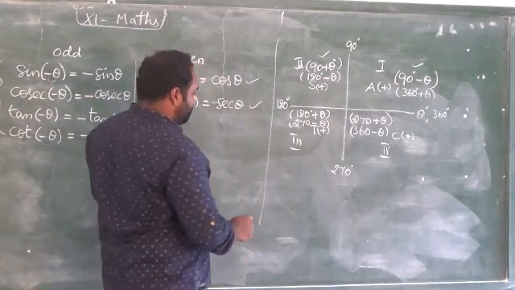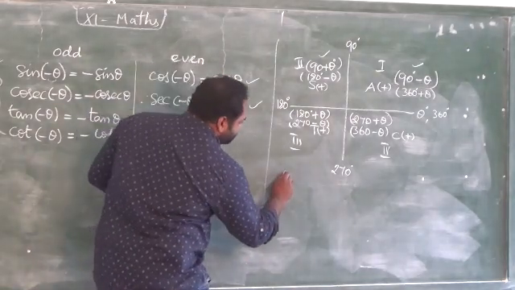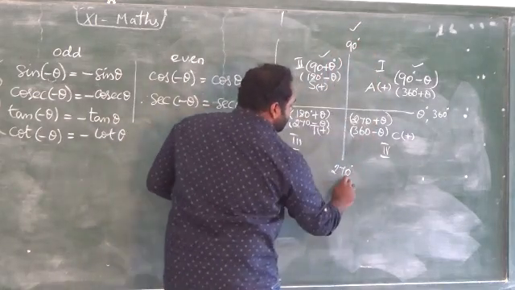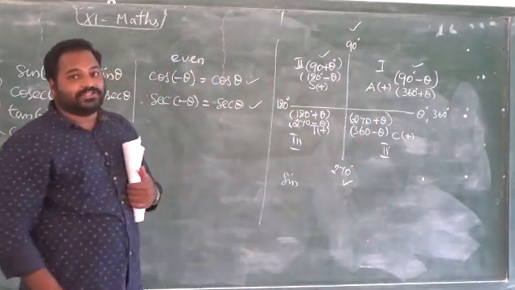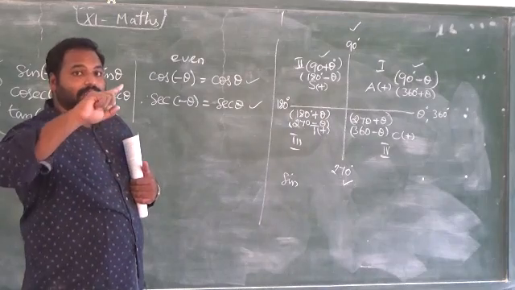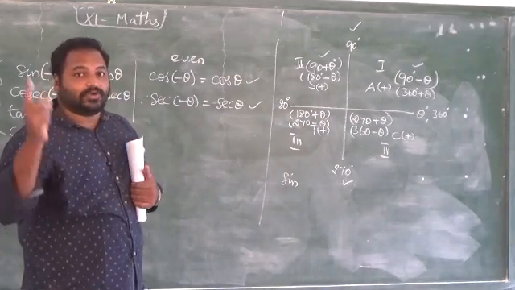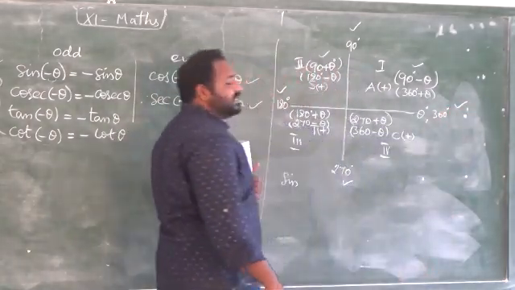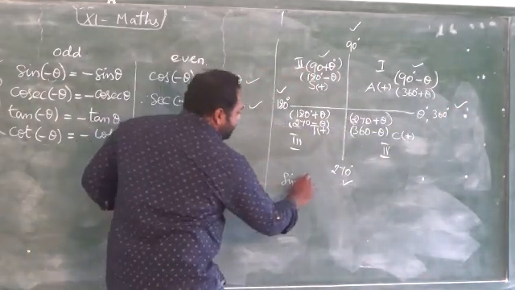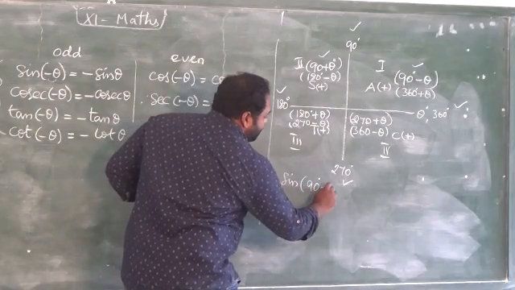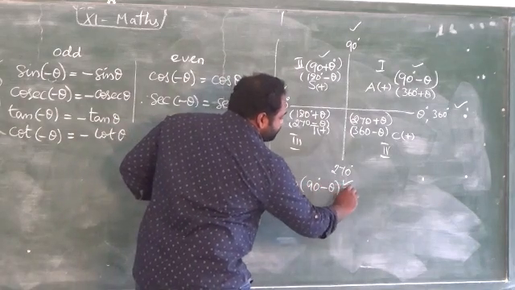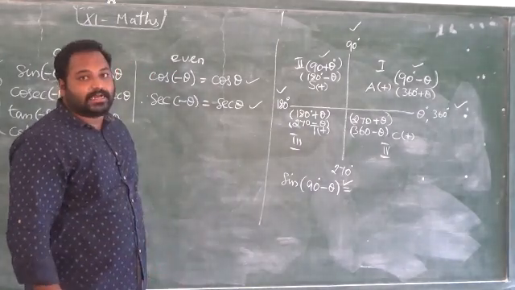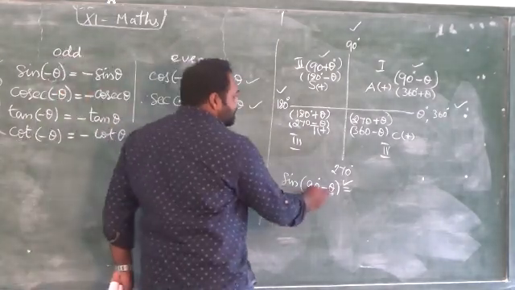One more thing we must understand: with 90 and 270, the trigonometry ratios will be changed into co-ratios. Then 180 and 360 will not have any changes. See, sine of 90 minus theta. How can we write 90 minus theta?